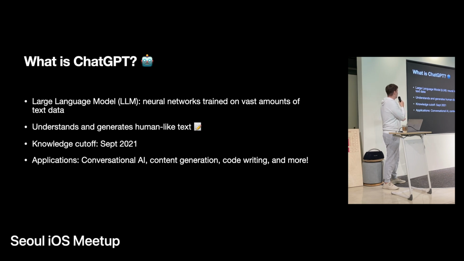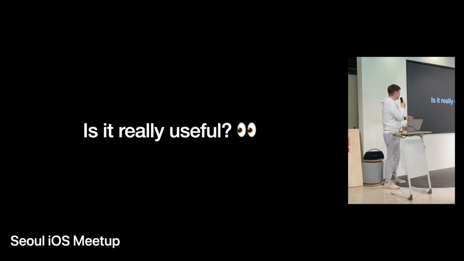So, applications where you can use ChatGPT: conversational AI. It's called ChatGPT. It can generate content quite well, but sometimes very generic content. It's quite good at code writing and a thousand more things you can imagine. So is it actually useful? We're going to go through some examples of how I've tried using it, or am using it through the workday.